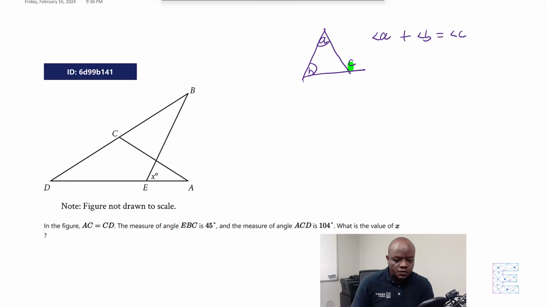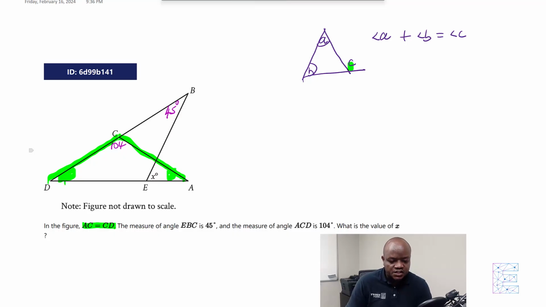So when you reread this question, let's just now plug in the givens. We are told that angle EBC is 45 degrees. So this is 45 degrees. Angle ACD is 104 degrees. Additionally, AC equals CD, so this segment here is congruent to that segment. And if memory serves, that is an isosceles triangle. So that means the base angles, the angles down here, are going to have to be congruent.